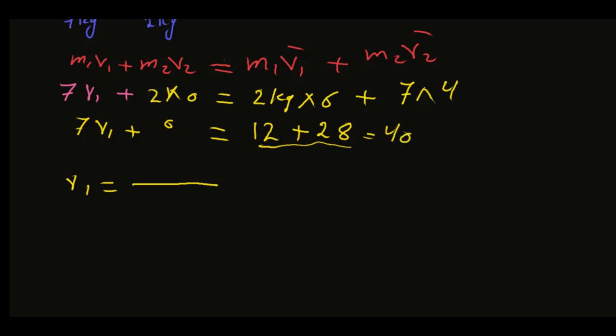So this side here is equal to 40. So this will be 40 divided by 7 to figure this out. So the final velocity equals 40 divided by 7 meter per second. So this is the right answer, and you can use just the calculator to figure it out.